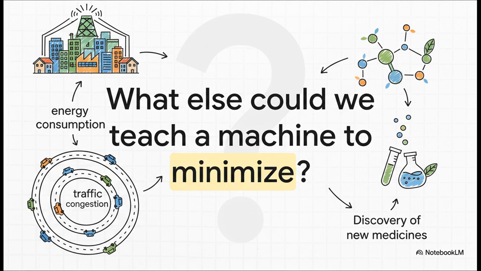And that leads to a really interesting final thought. If we can teach a machine to minimize the error in a simple prediction, what else could we teach it to minimize? Think about it. What if the number we're trying to shrink isn't just about getting a prediction right, but something bigger? What if we could teach an AI to minimize energy waste in a power grid, or minimize traffic jams in a city, or maybe even minimize the time it takes to discover a life-saving drug? Once you realize you can define almost any goal as a number to be minimized, well, the possibilities get pretty exciting.